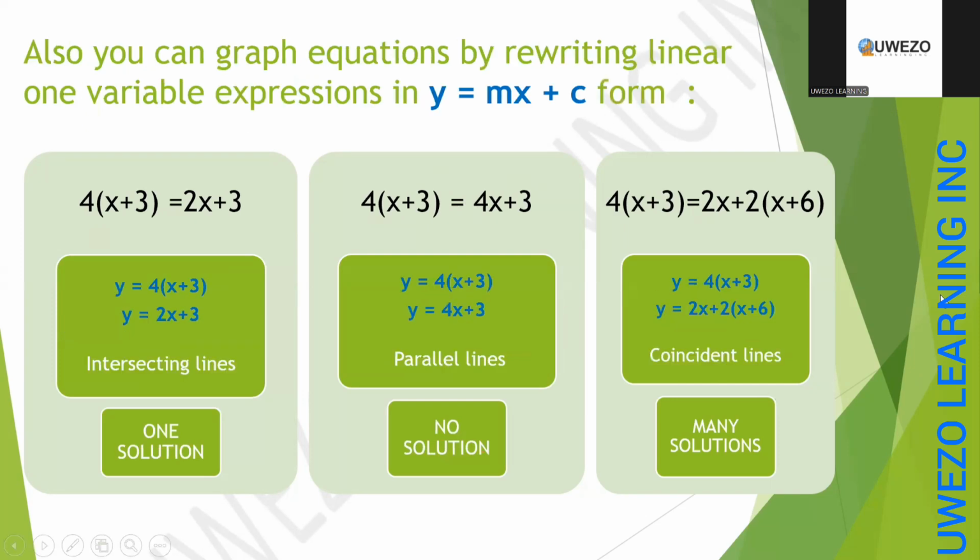Or to solve these equations like a system of equations, you could consider both the LHS and RHS as two separate equations, equating them to y, and again apply the three cases we discussed earlier. Intersecting lines is one solution, parallel lines is no solution, and coincident lines would give us infinitely many solutions.